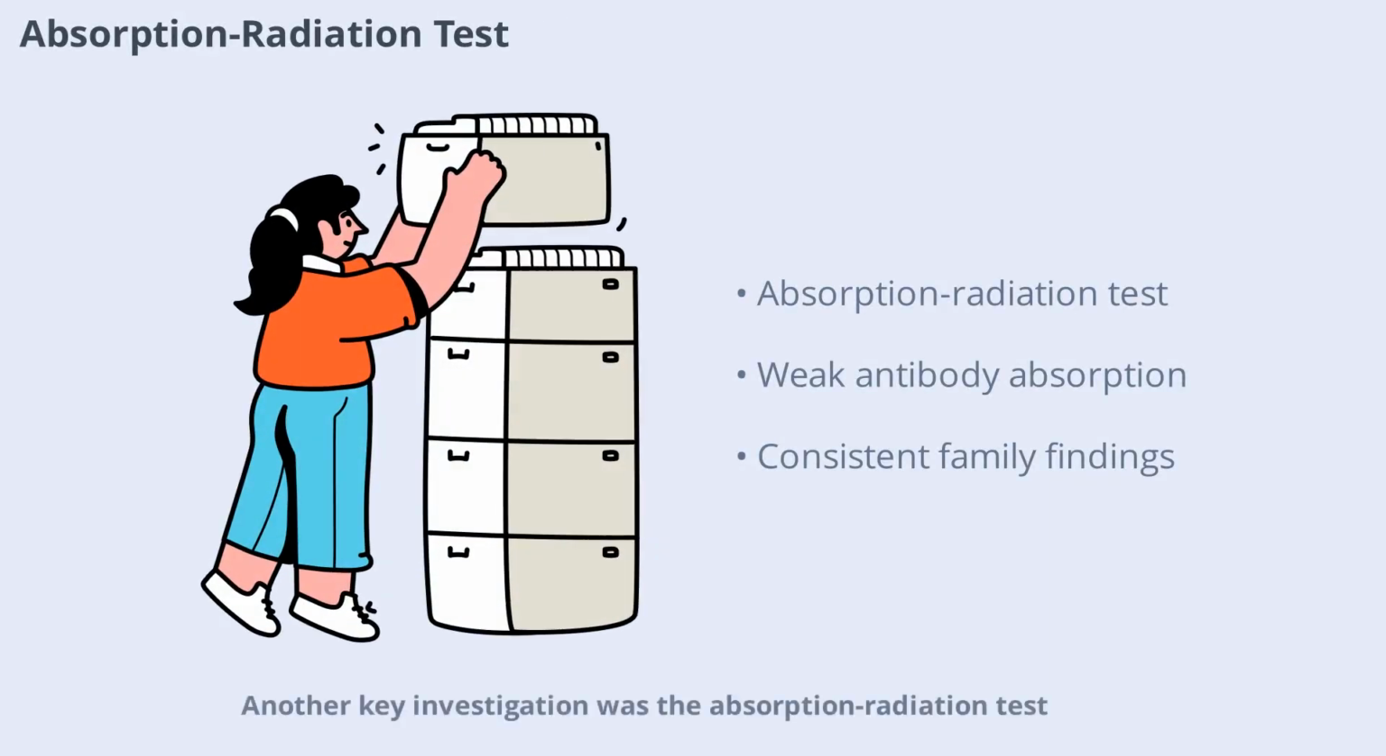Another key investigation was the absorption elution test, performed on red blood cells from the patient, his mother, grandfather, and uncle. These cells were washed and exposed to anti-A serum, and the antibody titers in the supernatant were measured. The results revealed that all 4 individuals had red blood cells that could absorb and release anti-A antibodies, but with a notably weak absorption capacity. This finding was consistent with a rare blood group subtype and provided a crucial clue in the diagnostic puzzle.